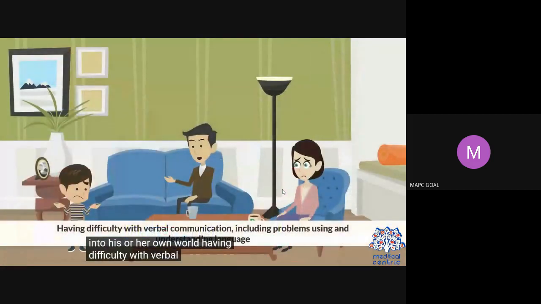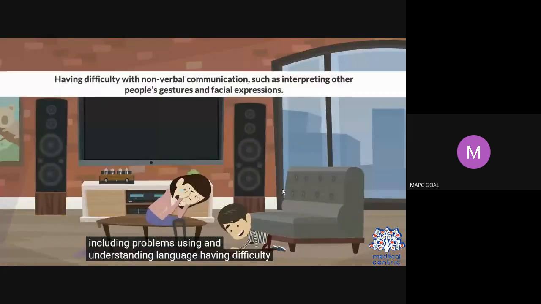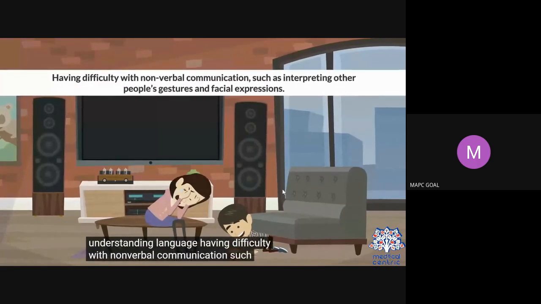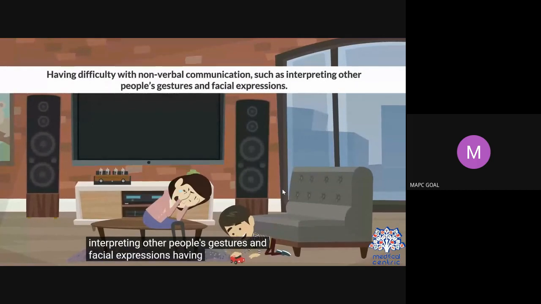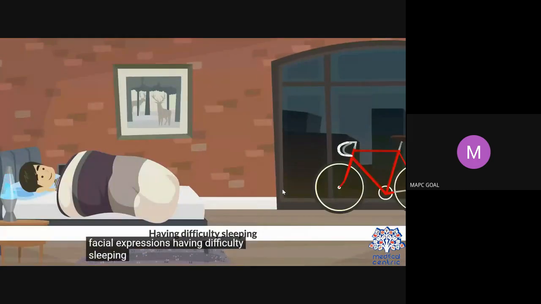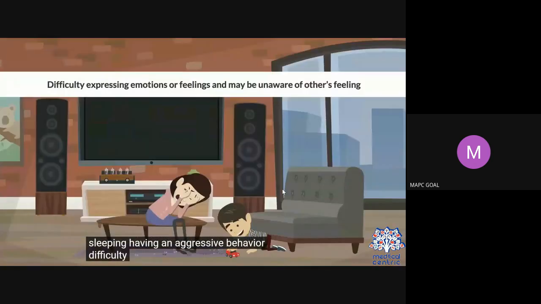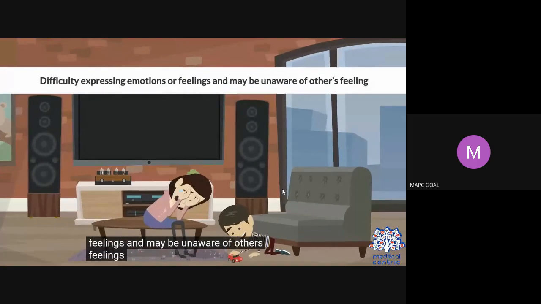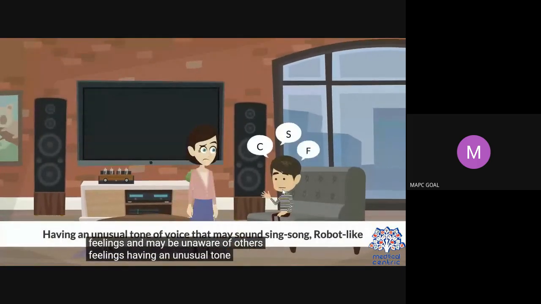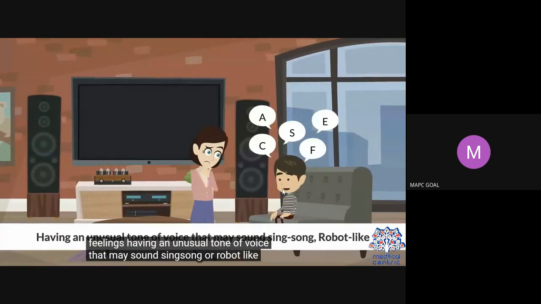Having difficulty with verbal communication, including problems using and understanding language, having difficulty with nonverbal communication, such as interpreting other people's gestures and facial expressions, having difficulty sleeping, having aggressive behavior, difficulty expressing emotions or feelings and may be unaware of others' feelings, having an unusual tone of voice that may sound sing-song or robot-like.